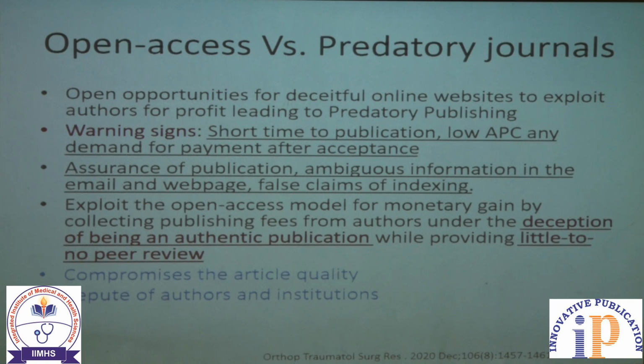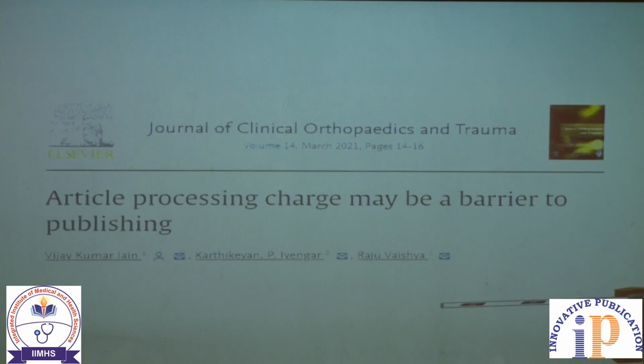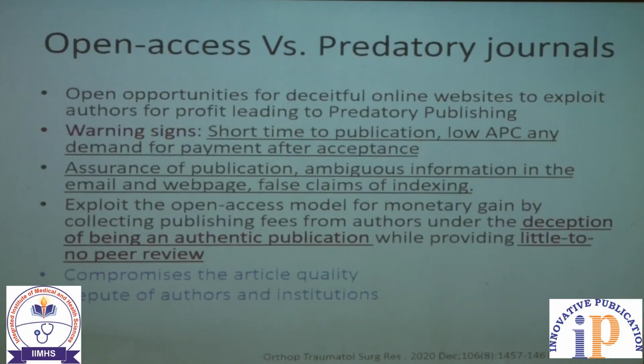It is also important to distinguish open access journals from predatory journals, because these journals deceitfully give the impression that they are open access journals and that they are really indexed. But there are warning signs whenever you receive a mail, where the editors promise short time to publication, low APCs, and also assurance of publication, that it will definitely be published, and ambiguous information on email or web page, or false claims of indexing. One must see whether this is a predatory journal or an open access journal, because this compromises the article quality and also the repute of authors and institution.